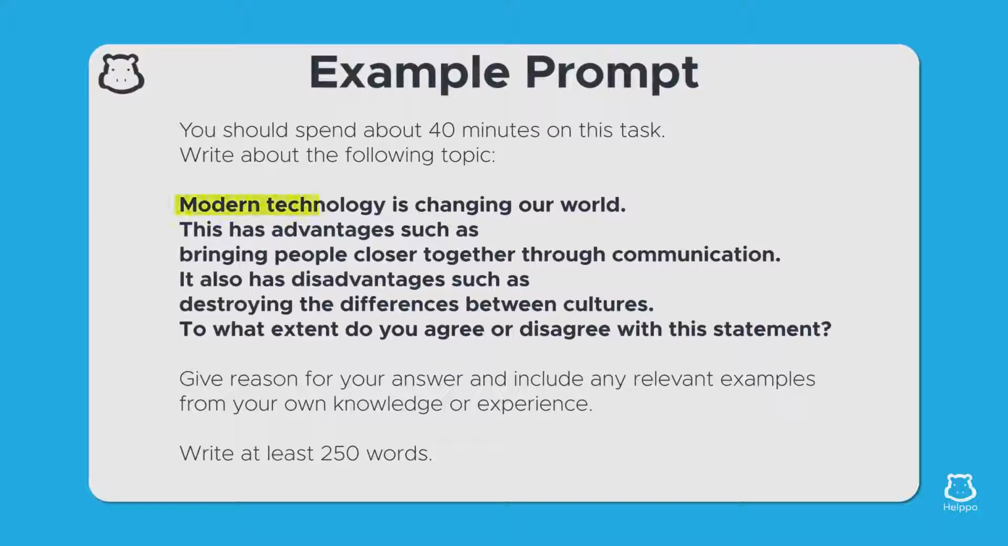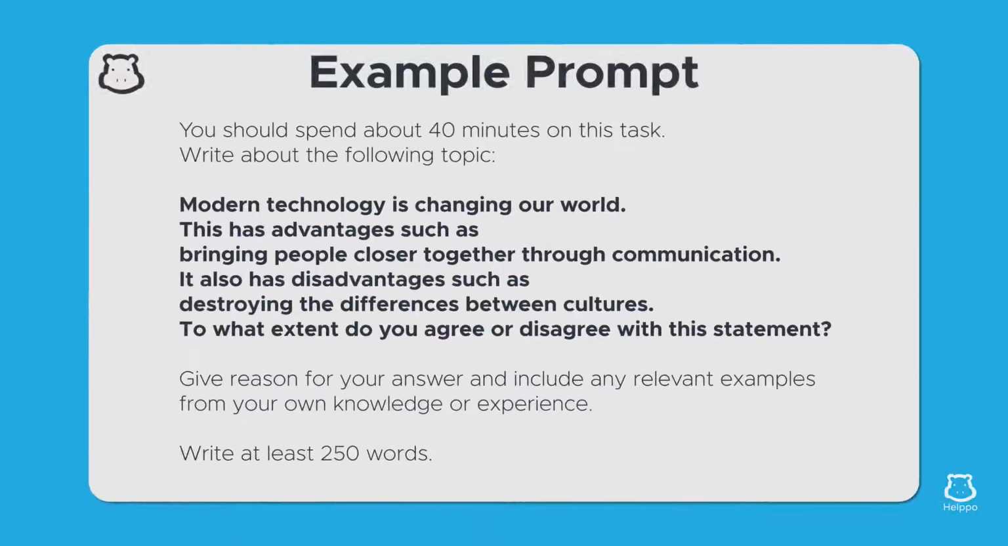By highlighting modern technology, we know exactly what our essay should be about. We can start thinking about what modern technology would include. Likely we may be thinking about things like smartphones, tablets, and other devices that allow us to stay connected to one another. We also want to focus on words such as advantages and disadvantages. This gives us a little bit of insight on how we can structure our essay.